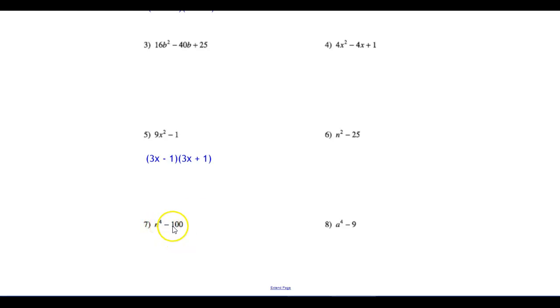Number 7 has n to the 4th minus 100. Keep in mind that n to the 4th still can be square rooted. Try this one out, pause the video, and then come back to see if you got it right.